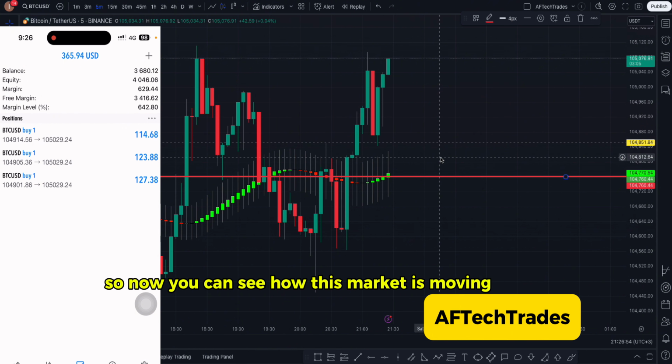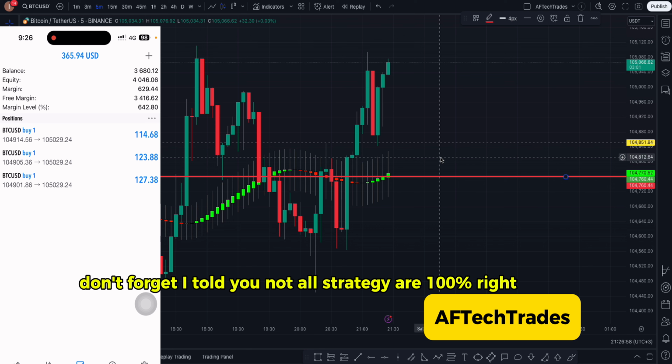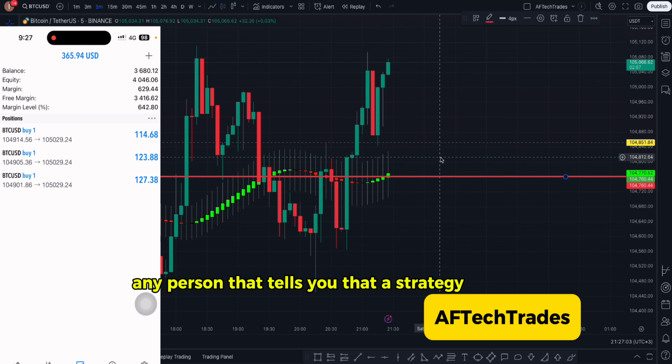So now you can see how this market is moving. Don't forget, I told you not all strategies are 100%, right? Not all strategies are 100%. Any person that tells you that a strategy is 100% is just lying, right? So now let's wait for this to hit our TP. Let's wait for it to hit our TP.